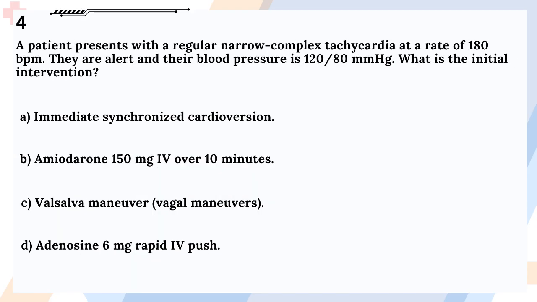Question 4. A patient presents with a regular narrow complex tachycardia at a rate of 180 bpm. They are alert and their blood pressure is 120/80 mmHg. What is the initial intervention?